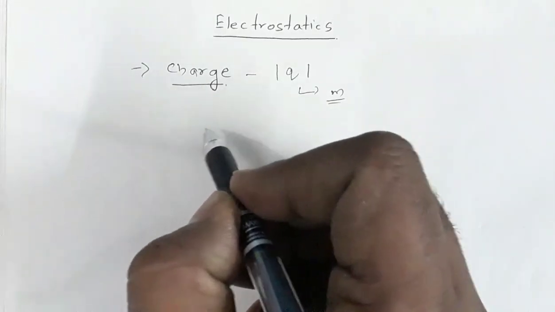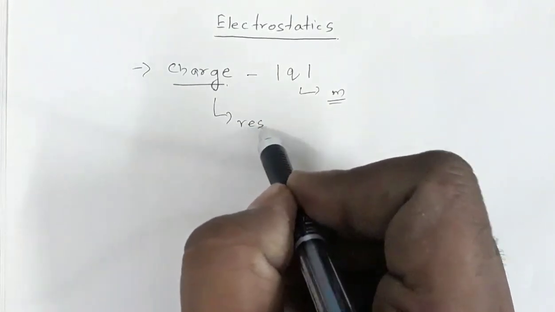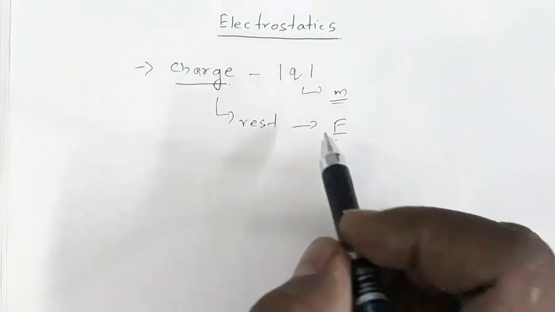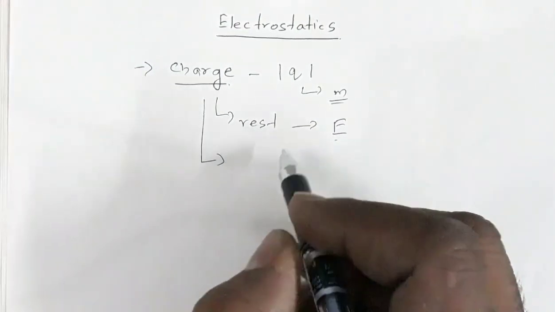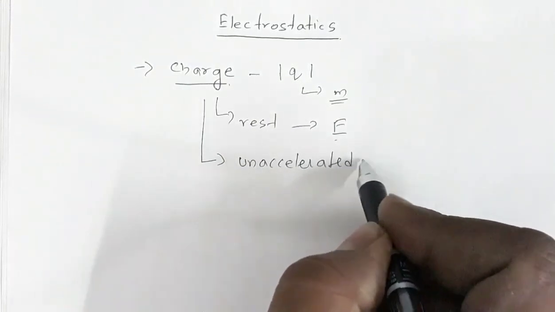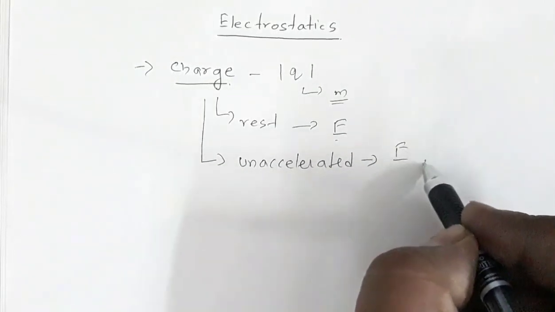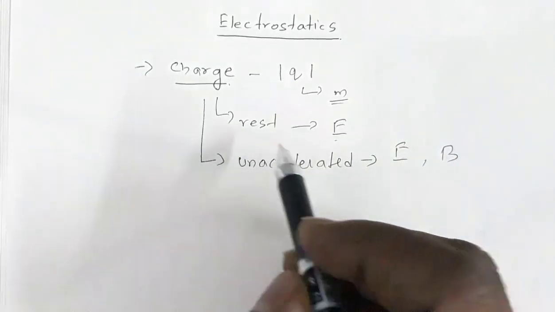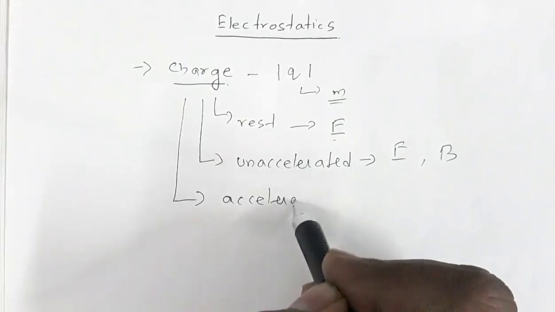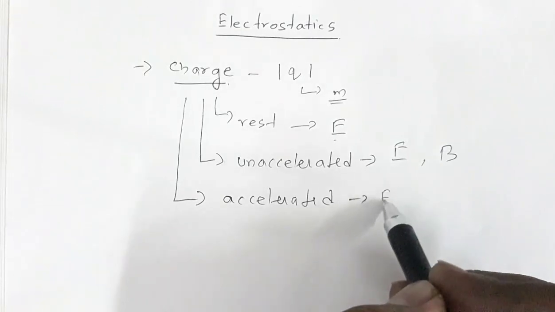The second feature of this charge is, now if the charge is at rest, it will give rise to electric field. If the charge is unaccelerated, that is uniform motion, then it will give rise to both electric field as well as magnetic field. And in case the charge is accelerated, then it will emit electromagnetic radiation.